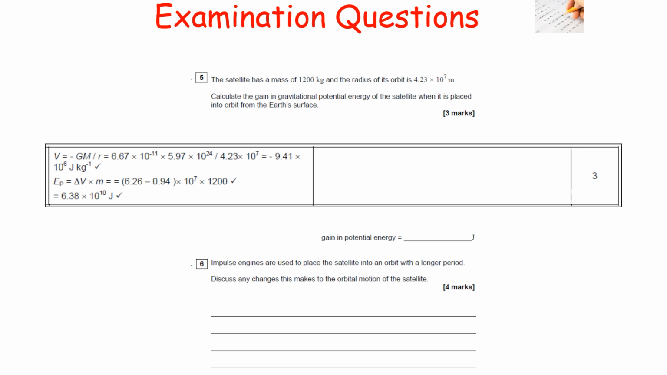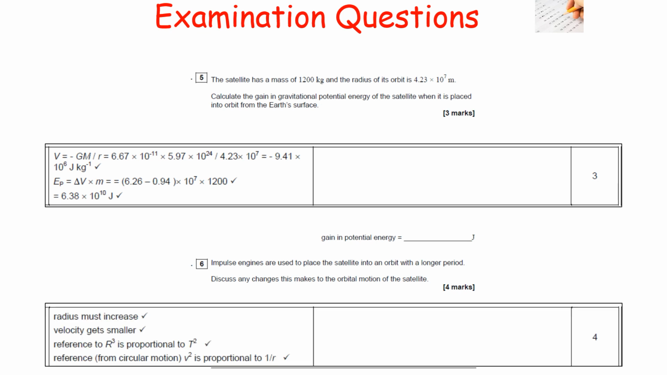Now in our next question, discuss any changes using impulse satellite engines will do to put a satellite into an orbit with a longer period. So if we put it into a longer period, we've got to be aware from our equation of orbiting bodies that r cubed is proportional to T squared. So this tells us that when it's put into a longer period, if T has increased, so therefore T squared has increased, well therefore r cubed has to increase because they're in proportion to each other, so therefore the radius will increase.